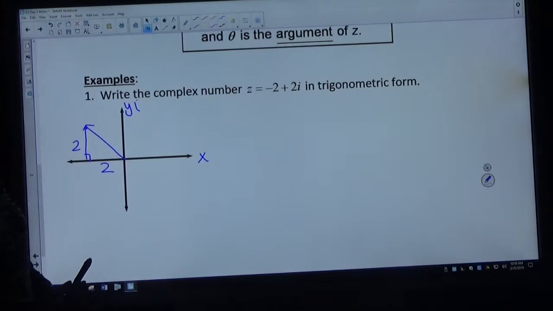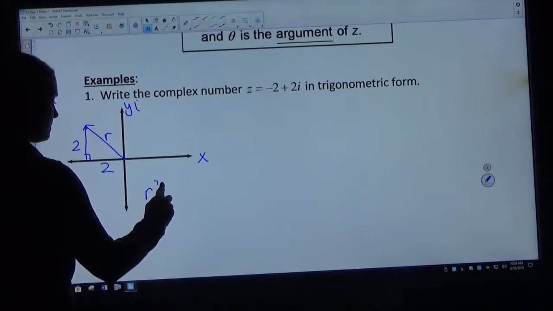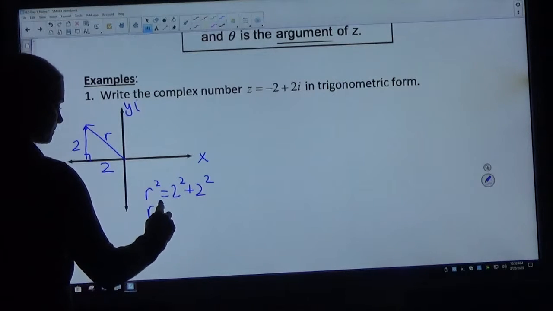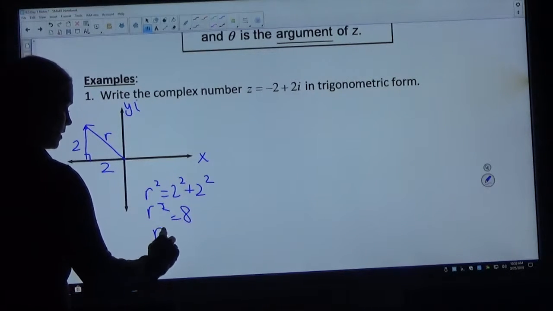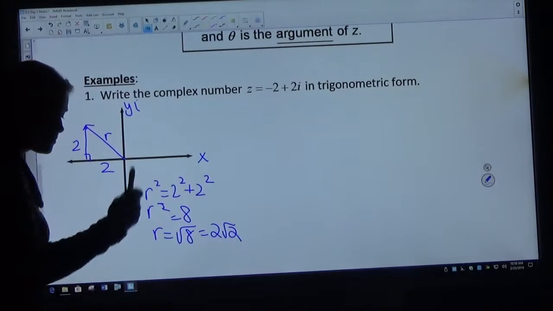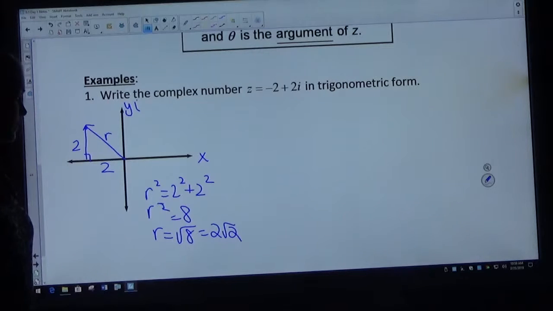So to find my r, that's going to be the Pythagorean theorem. So r squared equals 2 squared plus 2 squared. So r is equal to the square root of 8. I'm going to make it 2 radical 2. I just like to simplify that radical. You don't necessarily have to, but you might want to.